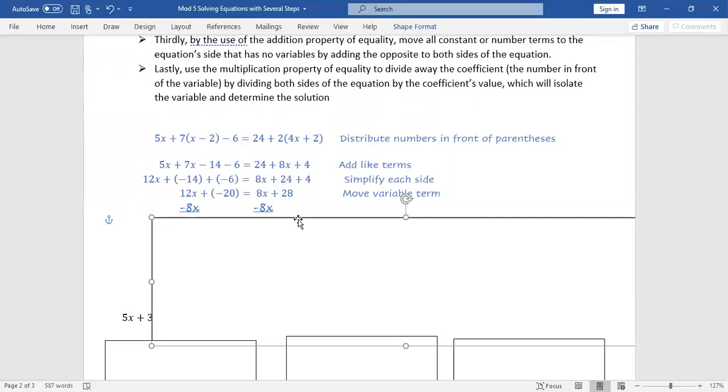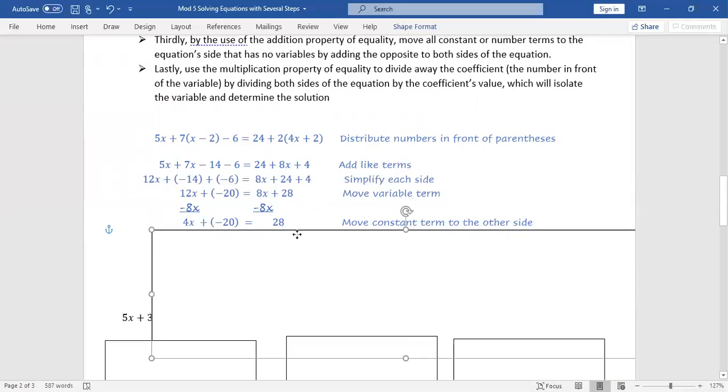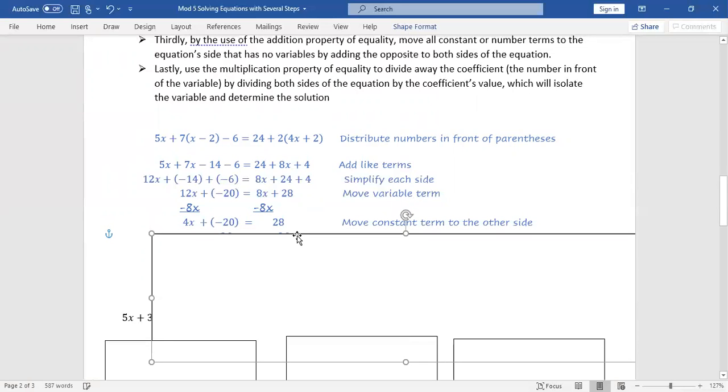On the right-hand side, I have opposites, so that simply goes away to 0. And I know if I add the 0 to 28, I get 28. So I don't even have to record the 0. On the left-hand side, I have 12x minus 8x, and I get 4x. I just bring down the other term on that side, which is a negative 20. So I moved my variable terms to the left-hand side.